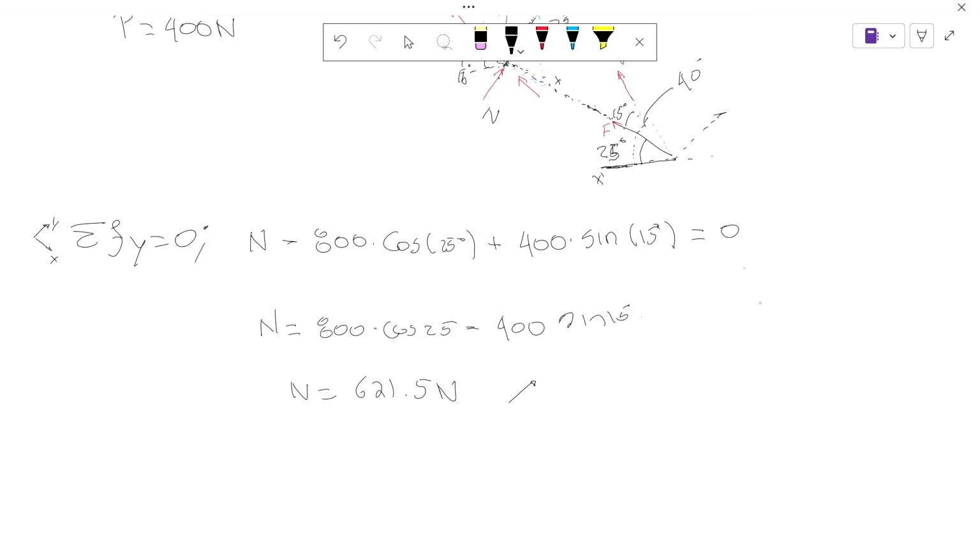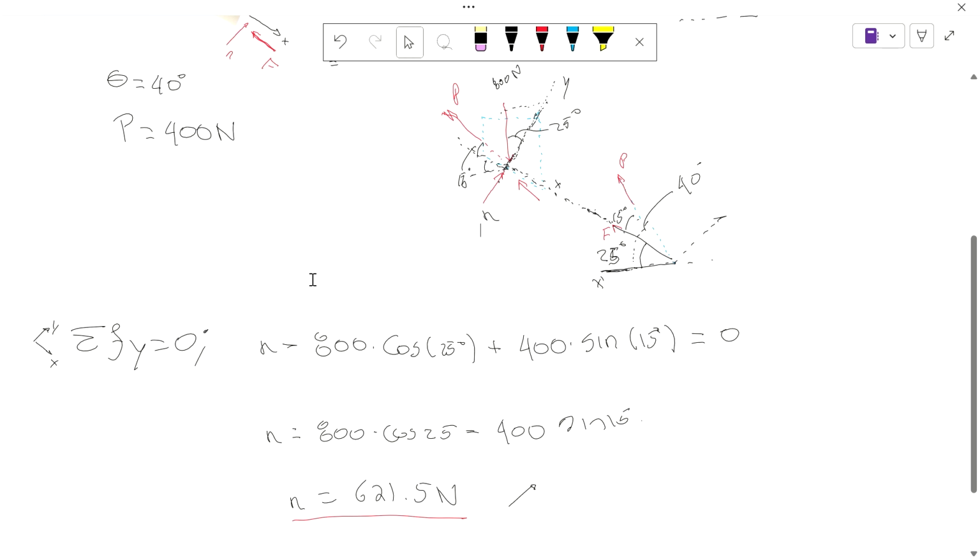Okay, so we found the normal force. Remember and try and write this normal force as a lowercase. The normal force, it should be a lowercase, so we don't confuse with newtons. Okay, then we can do summation of forces in X and find P. Well, actually, we already have P, but with summation of forces in X, we can find the friction force right here.